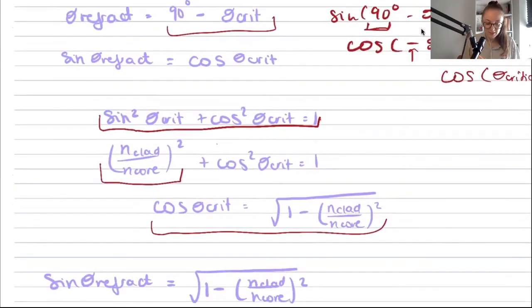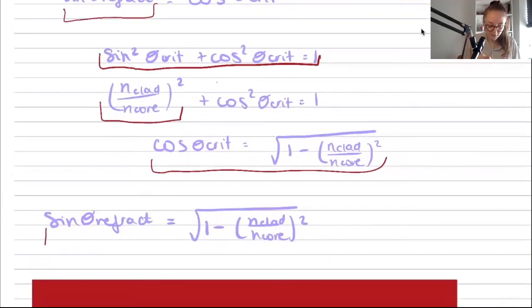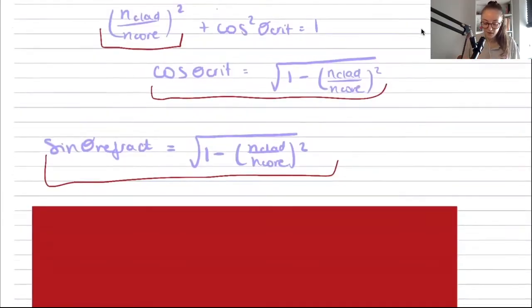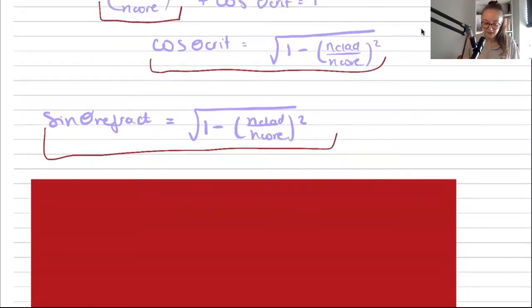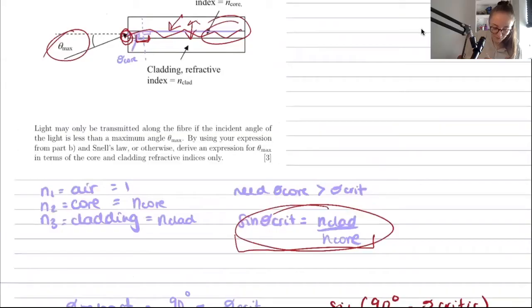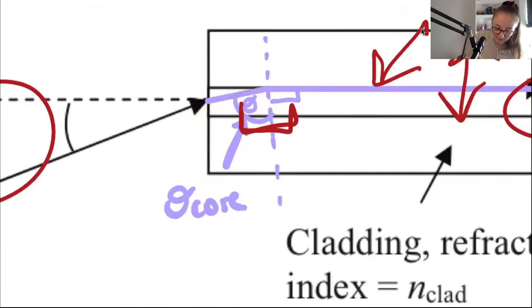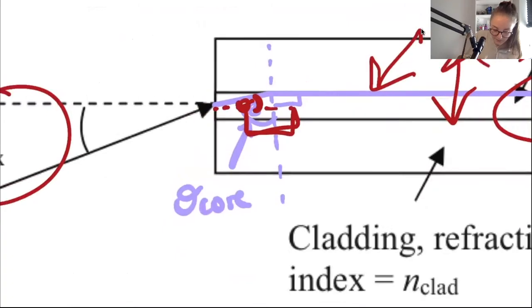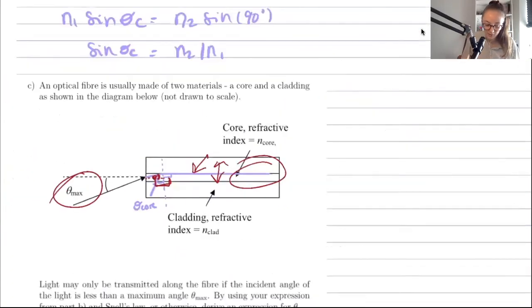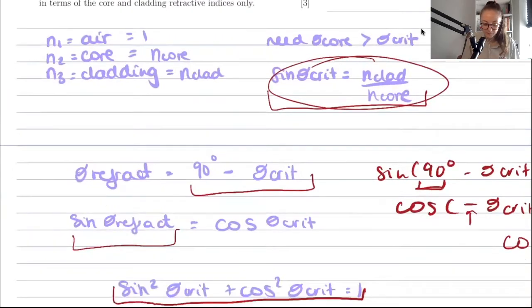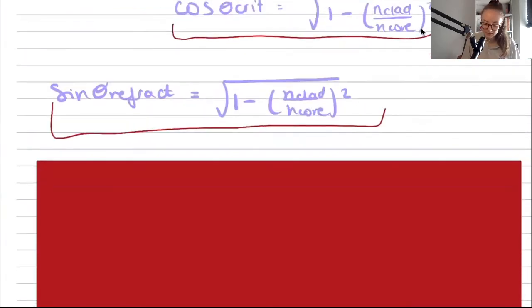And we know that cos theta critical is the same as the sine of theta refract. So we can say that sine theta refract is √(1 − (n clad / n core)²). And just to reiterate, what I've called theta refract is this little angle here, the angle it was refracted to after it's come in from the air to the core. So we have an expression for that.